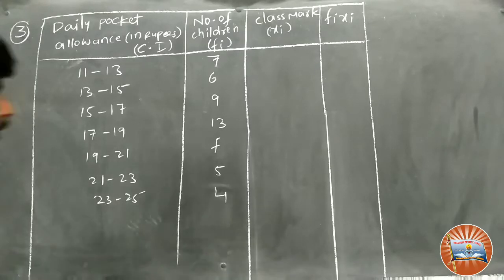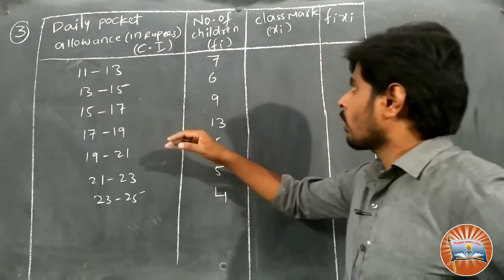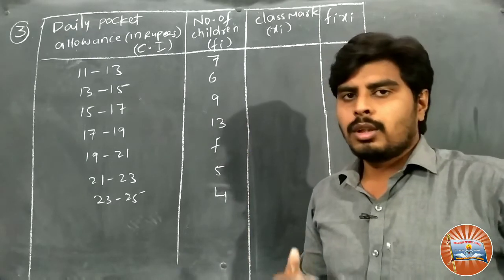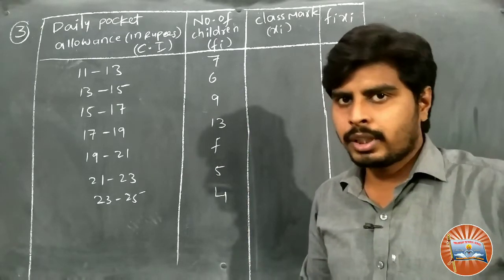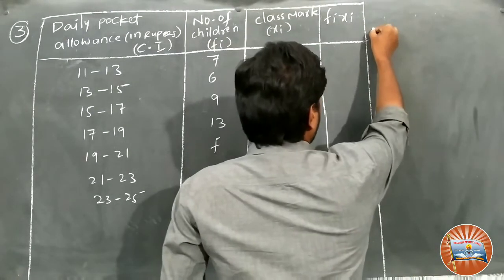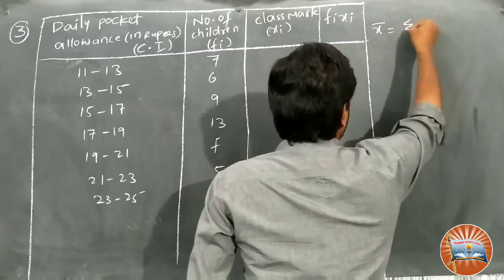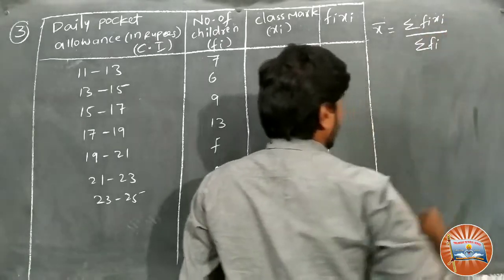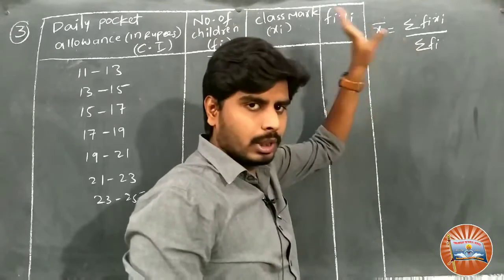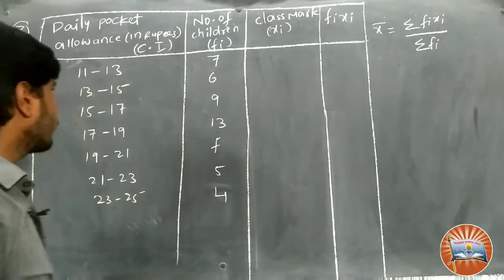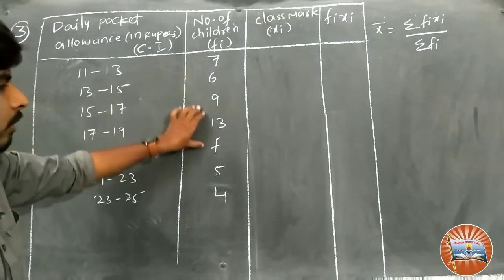Right. So here we have to find the f value. I am going to use the direct method to find the mean. What is the direct method formula? X bar is equal to sigma fi xi by sigma fi. This is the formula for mean in the direct method. We have to find the xi here, it means the class marks. Given the class intervals and these are the frequencies.